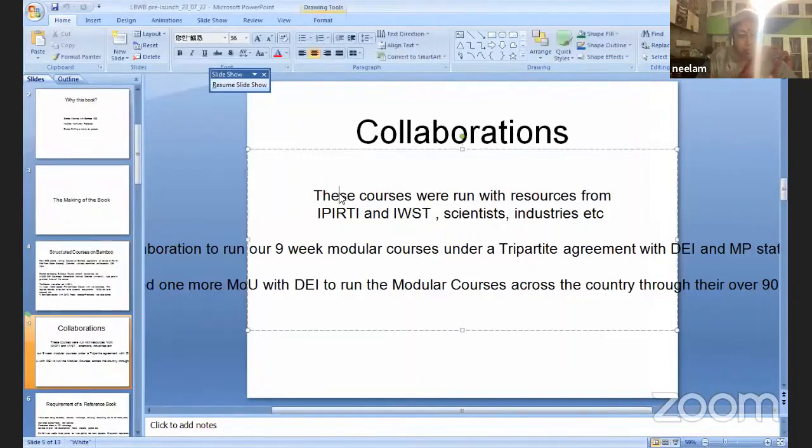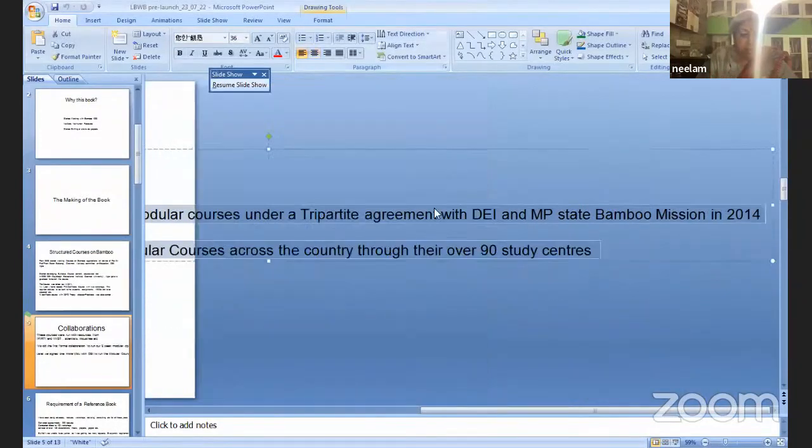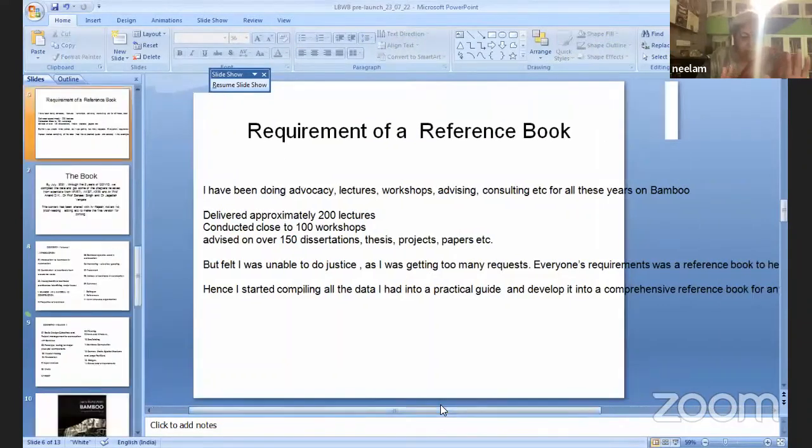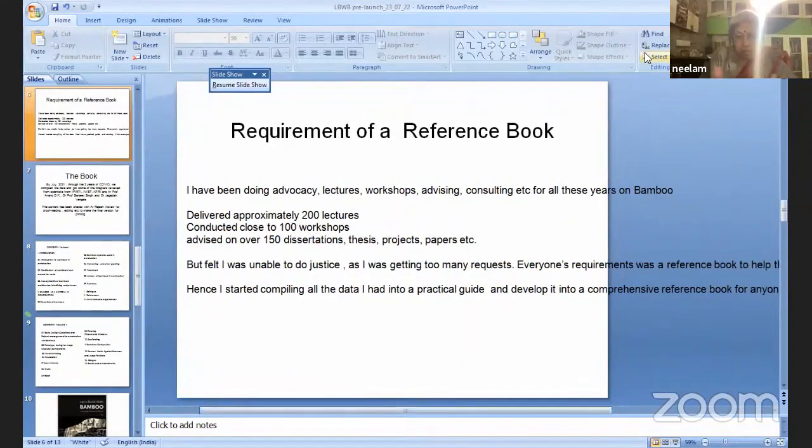So these are the courses for which I made study materials. Can I go to the next slide? And so when I was doing all this, I'm really sorry about this extended thing, but I can keep speaking.